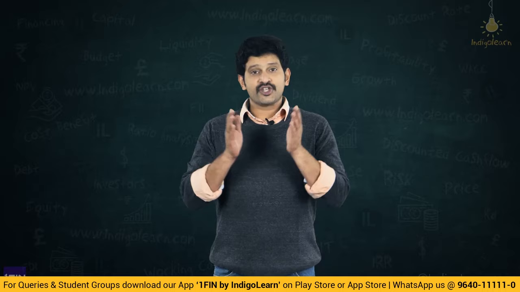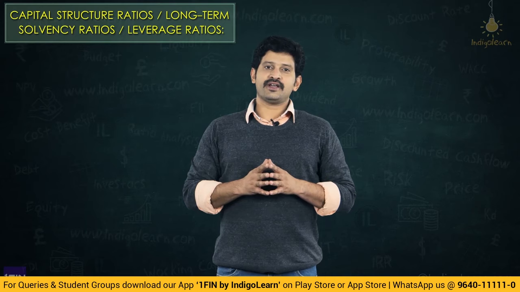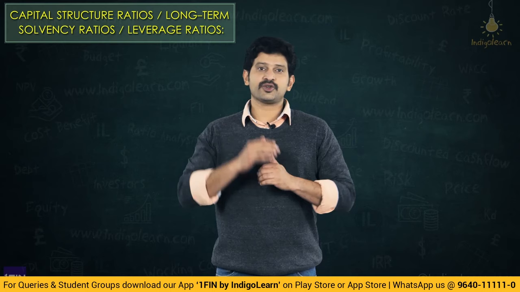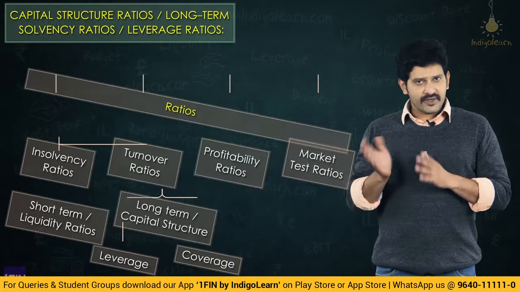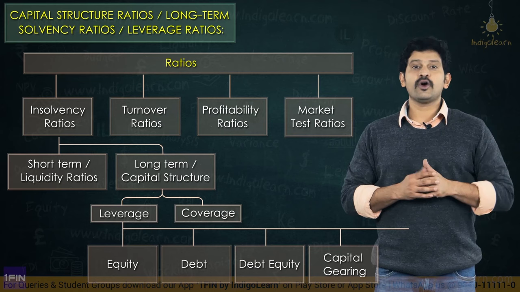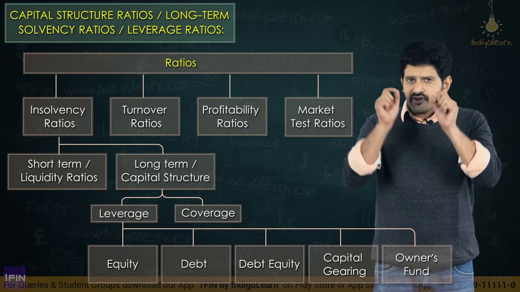The next head in the order is long-term solvency ratios. Again, here we said there are two types. One is leverage ratios, the other is coverage ratios. Now, these leverage ratios, as we said, are also called capital structure ratios because these are the ratios which deal with the capital structure. Now, here also we have about five ratios. First, equity ratio, then debt ratio, then debt equity ratio, then capital gearing ratio, and lastly, proprietary or owner's fund ratio. Firstly, before we start all these ratios, friends, please put this point in mind. This is a very, very important point.